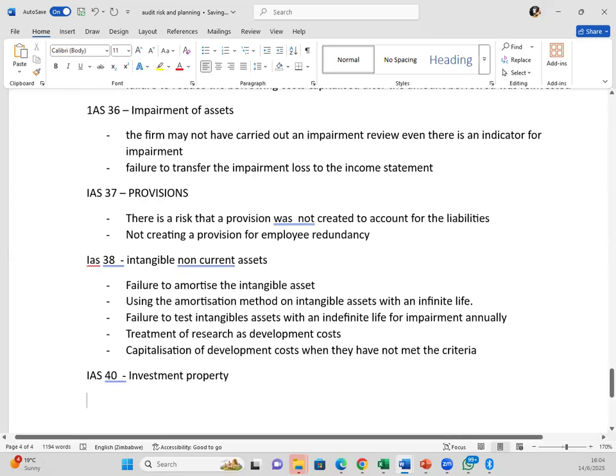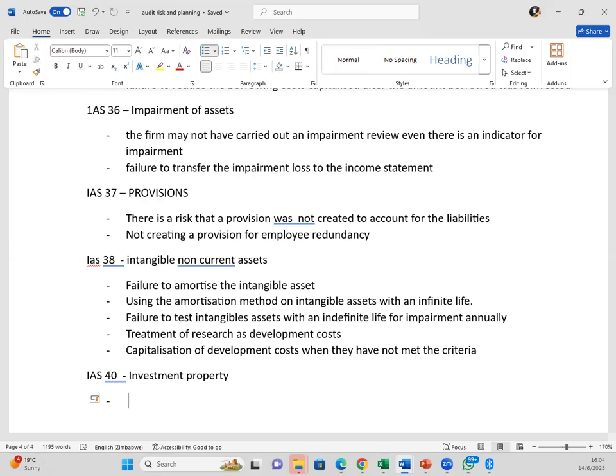So if it's investment property, we need to check the use. Is it being used for rental purposes or for capital appreciation? Because once the property is classified as investment property, it must not be used by the owner. It must be for rentals or for capital appreciation.